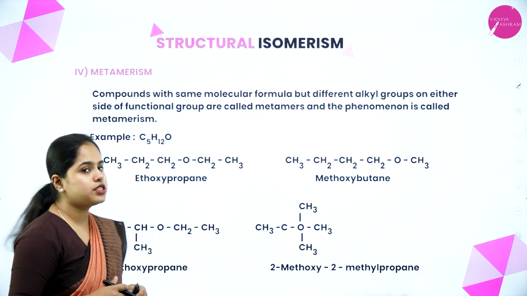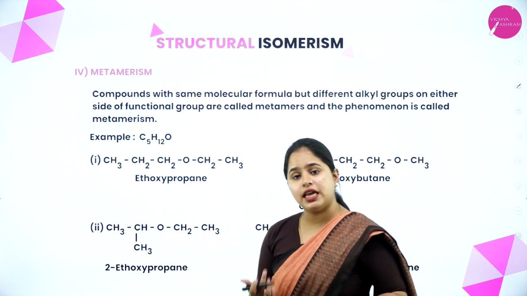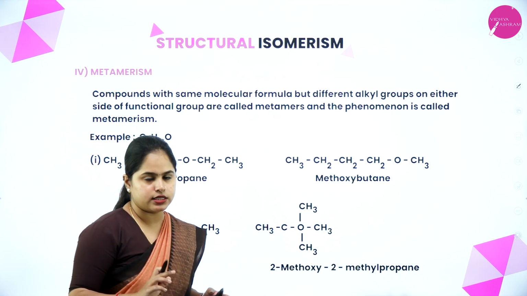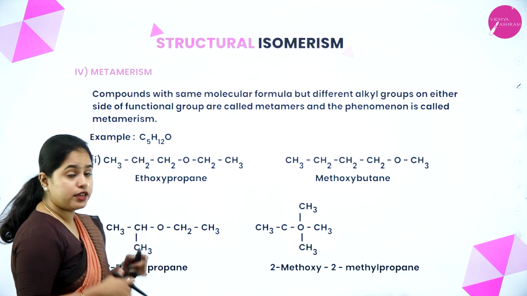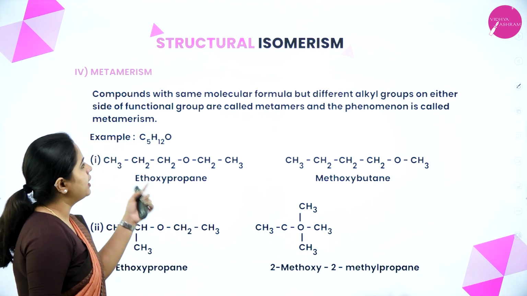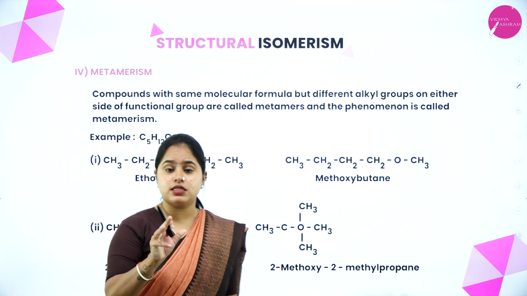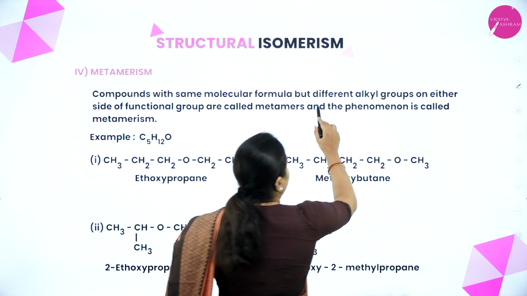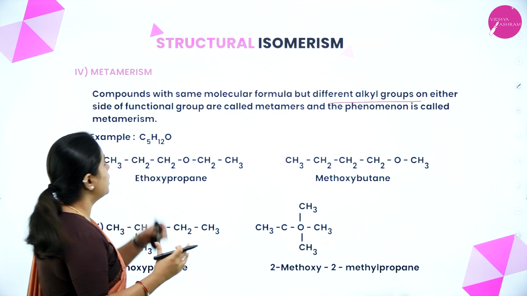Now moving on to the last type of structural isomerism, that is metamerism. So compounds with same molecular formula, in all these cases the first sentence is same, right? Same molecular formula, but different alkyl groups are present on either side of the functional group, and they are called metamers, and this phenomenon is called metamerism. So what is differing in here? The alkyl groups present on either side of the functional group will be different.